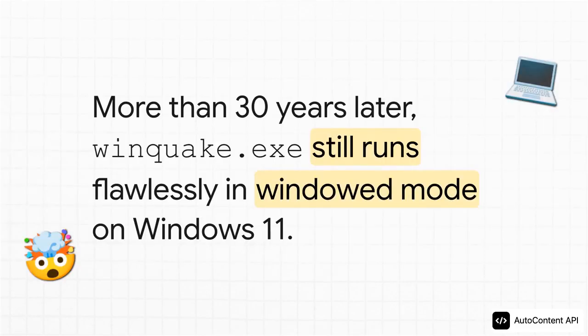And now, for what I think is the most amazing part of this whole story. After all these years, after all those hacks and clever workarounds, you can take that original WinQuake.exe file, drop it onto a brand new Windows 11 machine today, and it just runs perfectly in windowed mode.